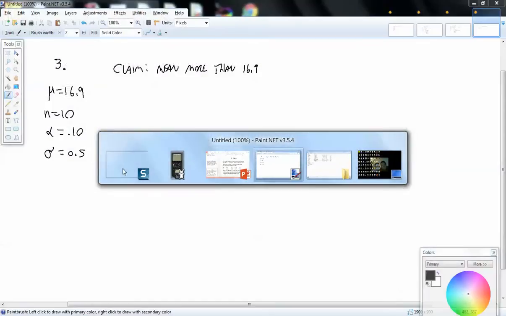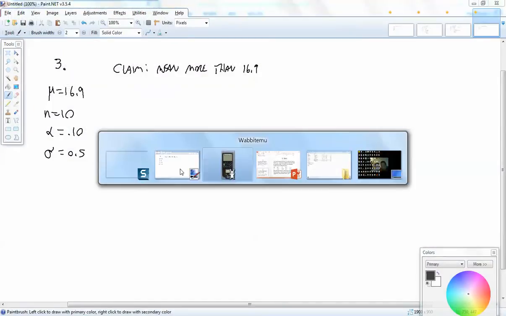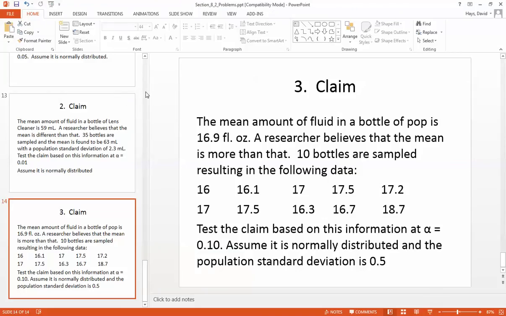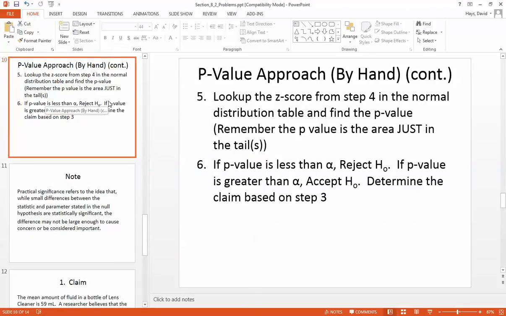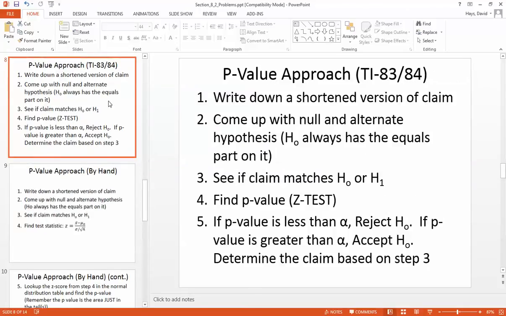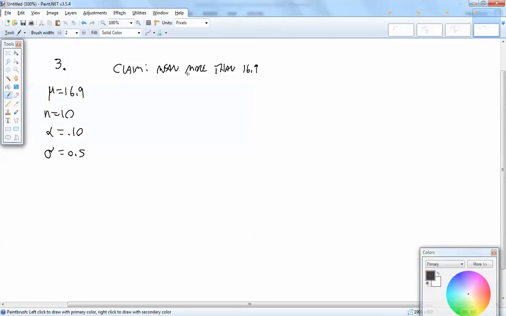And now we're going to go through our steps. Okay, p-value approach, TI-83, TI-84. Step 1, write down a shortened version of the claim. We did that. Step 2, come up with our null and alternate hypothesis. Now, more than, that's the greater than. So for our alternate hypothesis, we'll put the greater than there.